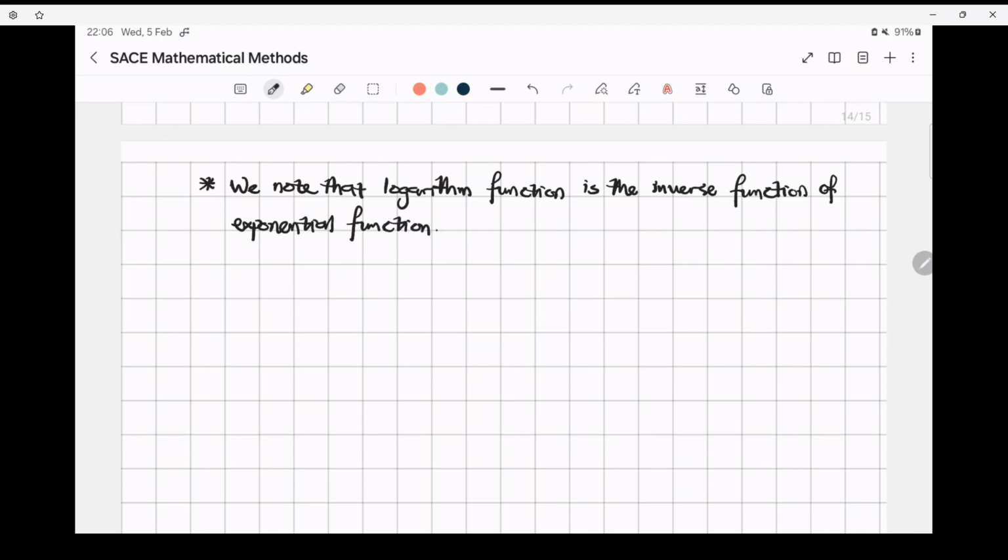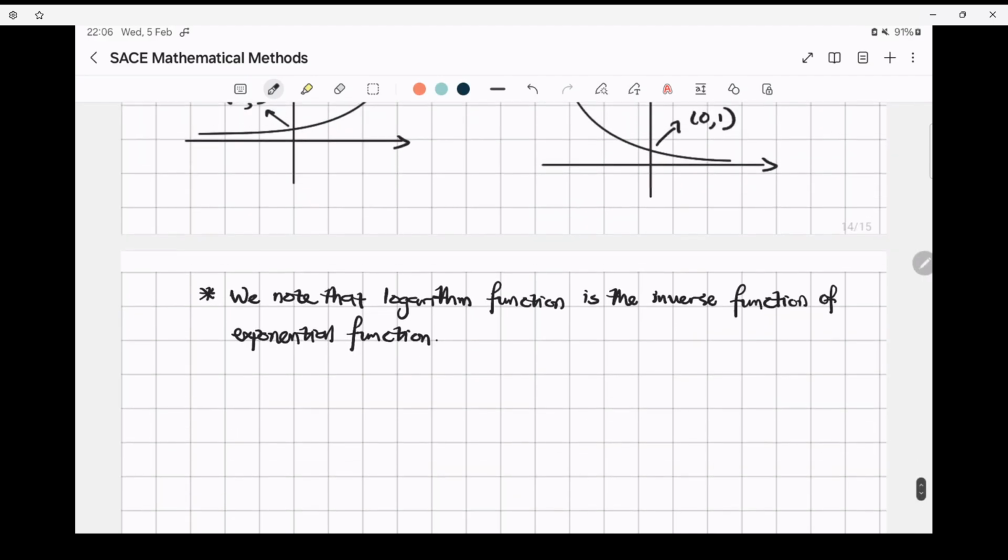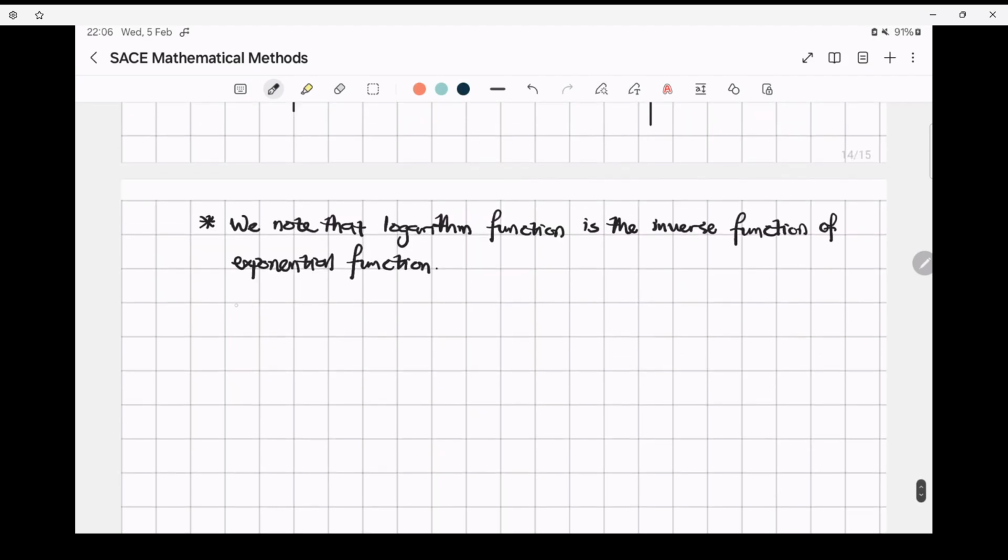So what does this mean? This means that the graph of your logarithm is basically a reflection of your exponential function at y equals x. So then you can sketch the graph for y equals log base a of x.